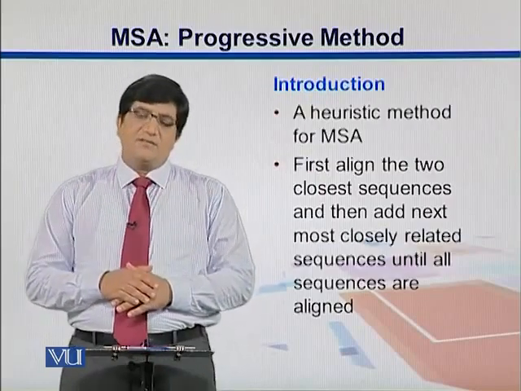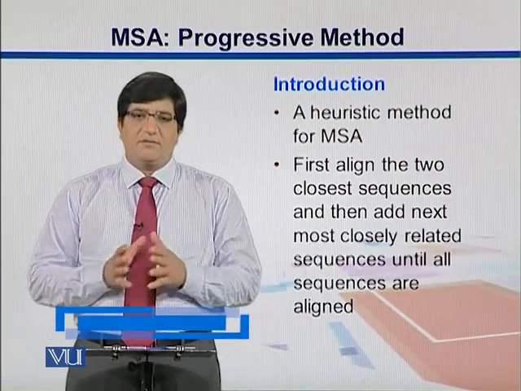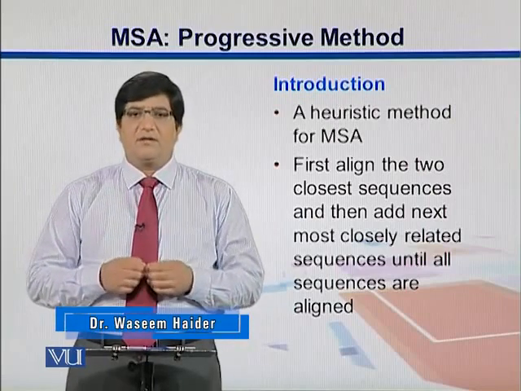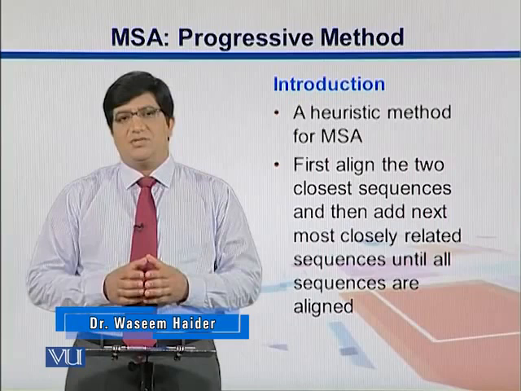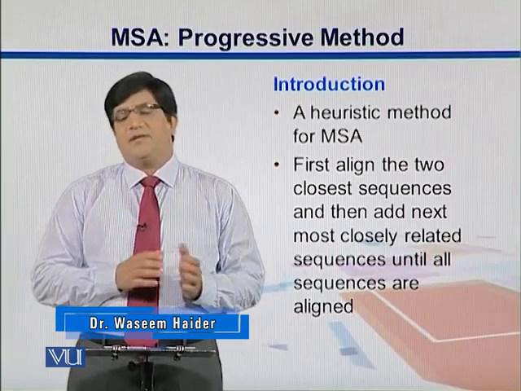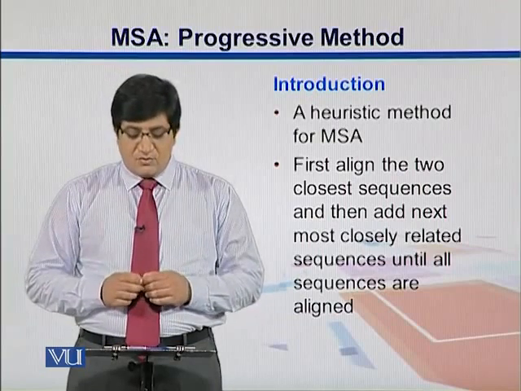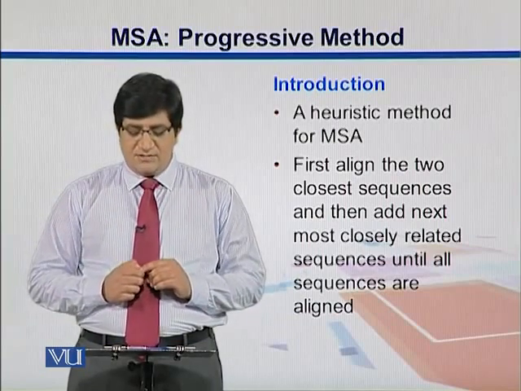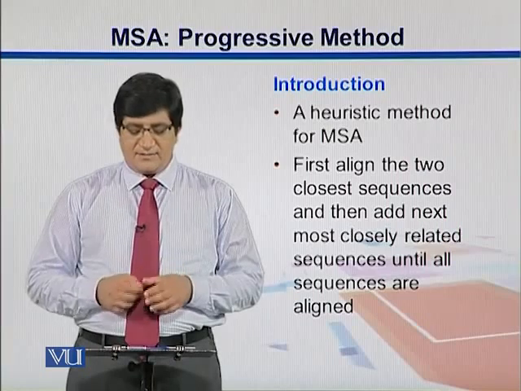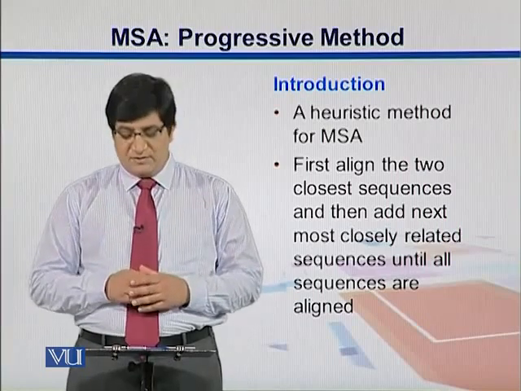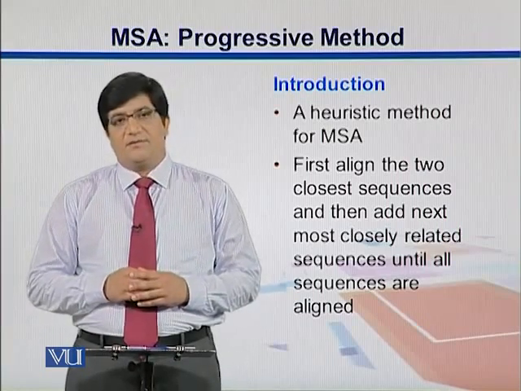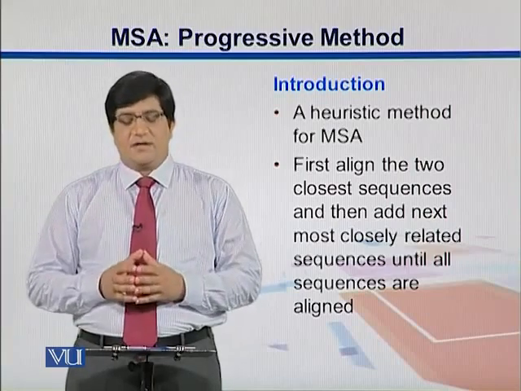So it's a heuristic method. Again, I would repeat what a heuristic method is. It gives you a quick and efficient solution to your problem. It may not be an exact solution, but it serves your purpose. At first we align the two closest sequences and then add the next most closely related sequences until all the sequences are aligned.